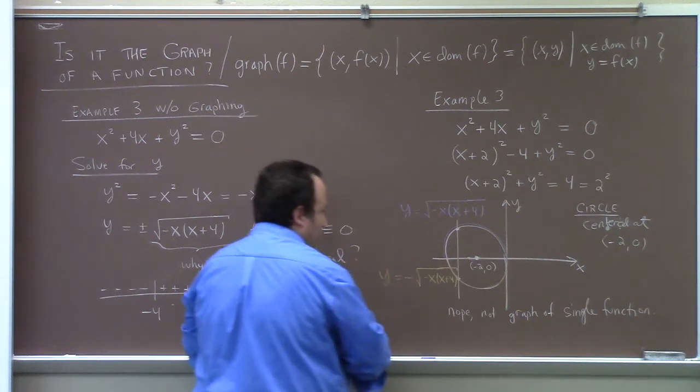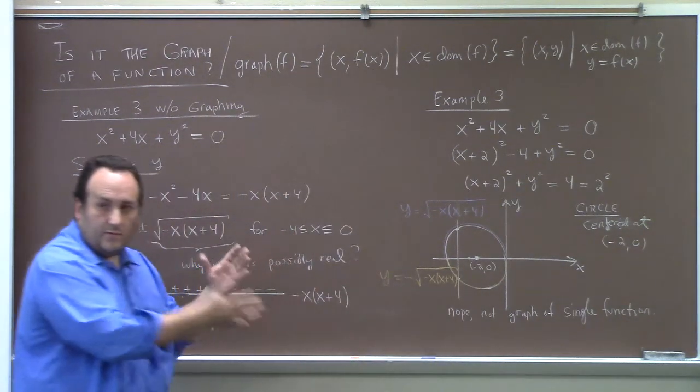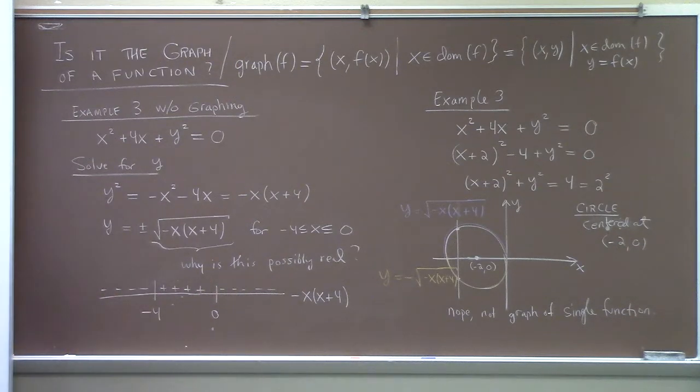Now, the orange and the blue separately pass the vertical line test, right? Because if you think about a vertical line, it only cuts through the blue just once. And it only cuts through the orange just once, right? So the half circles are graphs of a function, in particular, the functions defined by those rules.